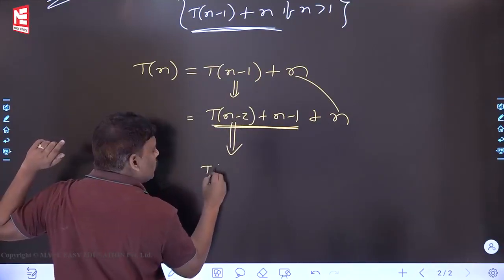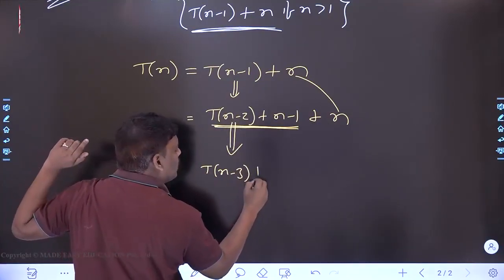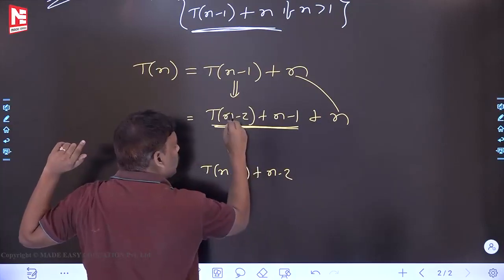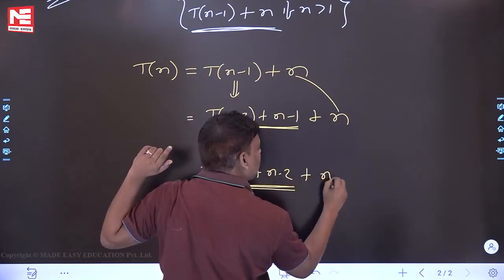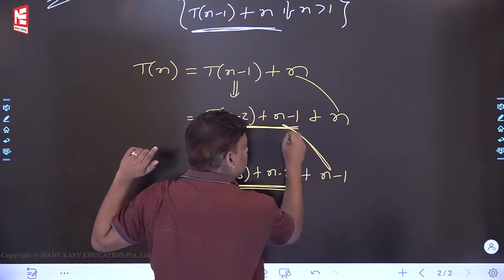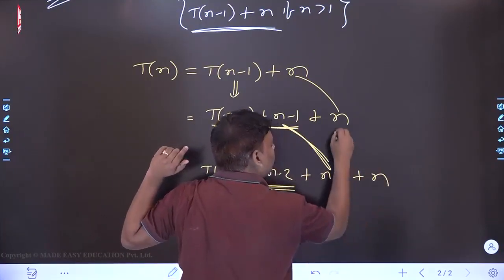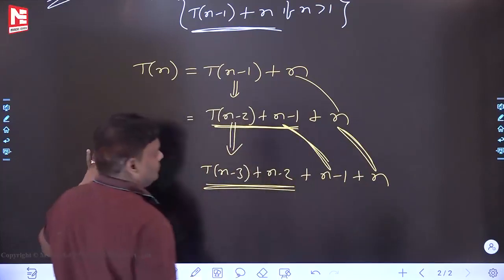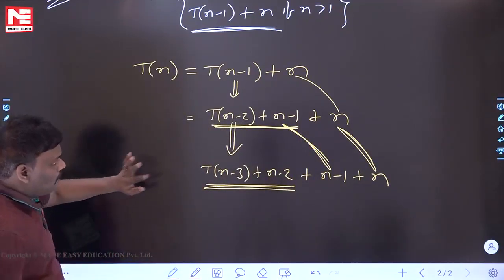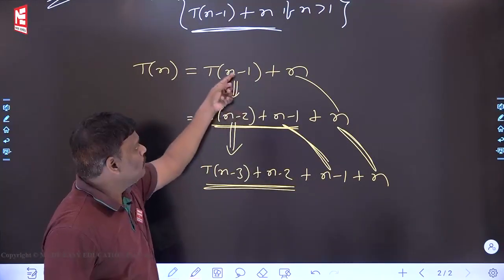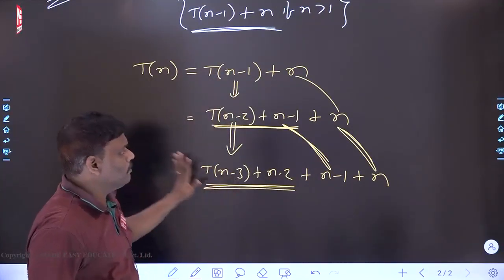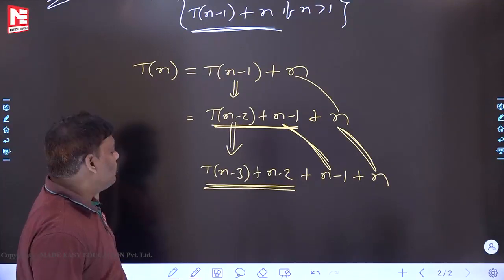Tn minus 2 is equal to what? Tn minus 3 plus n minus 2. Right? Remaining things are as it is: n minus 1 plus n. Like this. Three times I substituted. See, whatever is given is the first time. This is the second time. This is the third time. Three times I substituted.